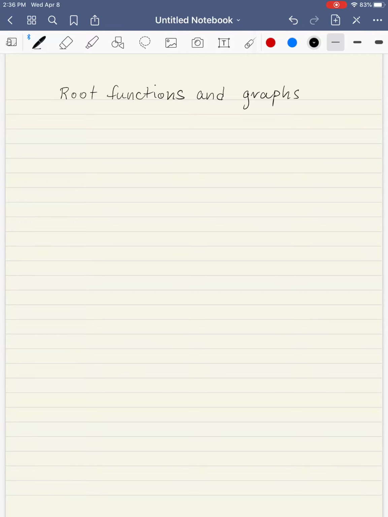This lesson is about root functions and graphs. Remember, at the beginning of the semester when we were looking at the basic graphs, one of our graphs was y equals the square root of x. When we graphed that, we saw that it looked like this, and that it had the domain 0 to infinity.